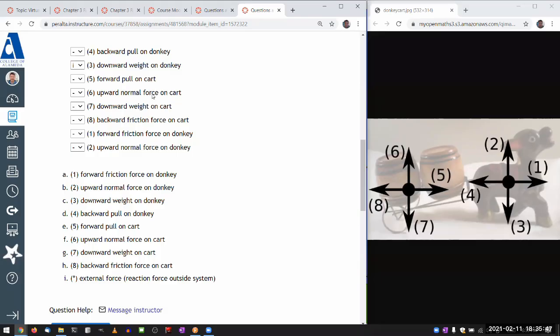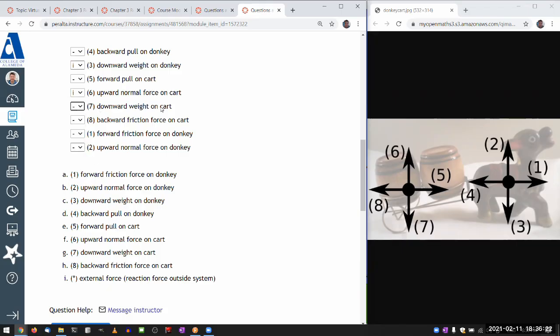Okay, upward normal force on cart. Number 6, that's this force here. I'm trying to think about what object could be pushing the cart upward. I'm looking at the things that are touching the cart or things that could be exerting gravity on the cart, and I think I just see the ground. The ground is supporting the cart, and that's what's providing this upward force. That should be an external force because the ground is outside my system.